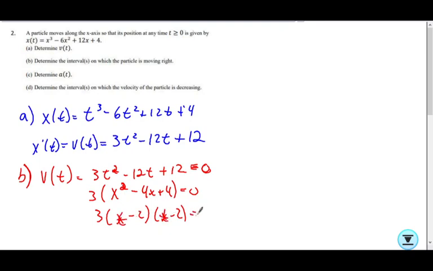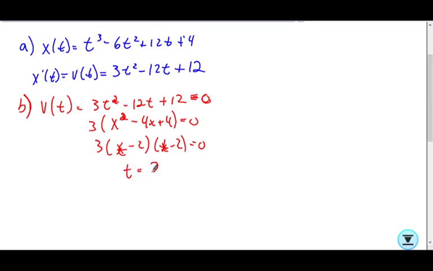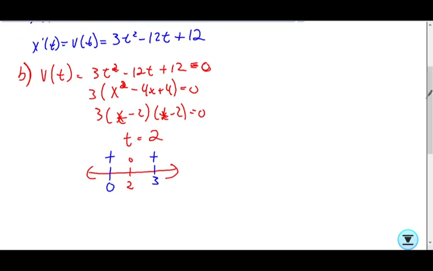I always mix those up. And then that means that t equals 2 is our zero. So again, we're going to set up our number line, with t equals 2 as the zero. We'll test it, see the direction it's going. At time 0, it's going in the positive direction. And at 3, it's also going in the positive direction. My velocity is positive and positive, so the direction is to the right, which means that my particle is moving to the right from 0 to 2 and from 2 to infinity.